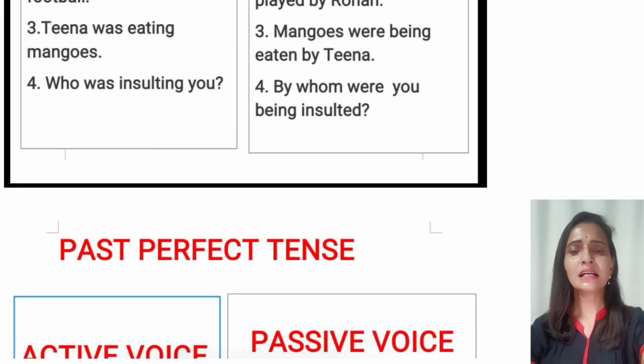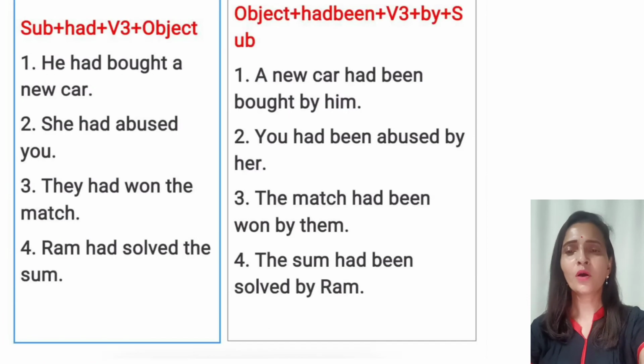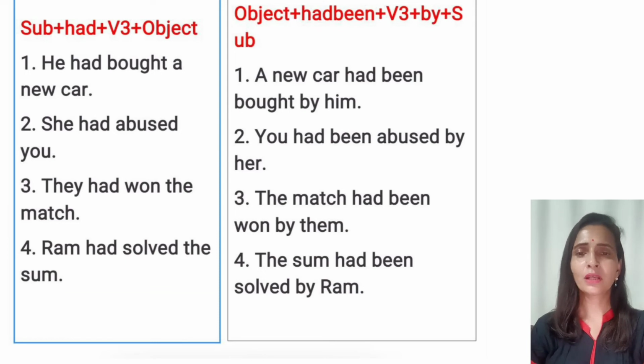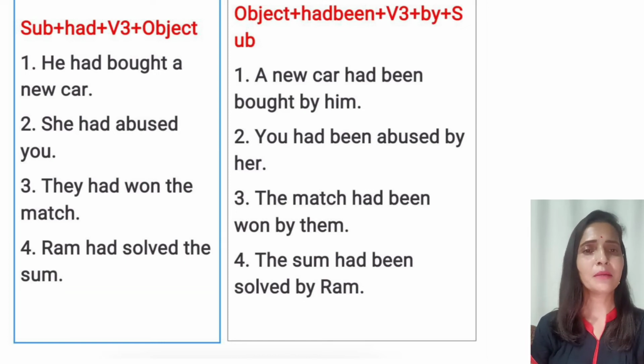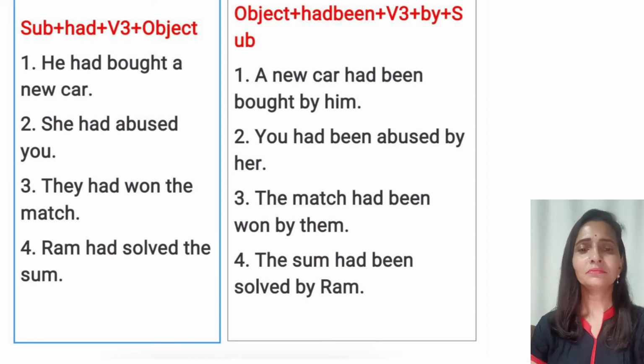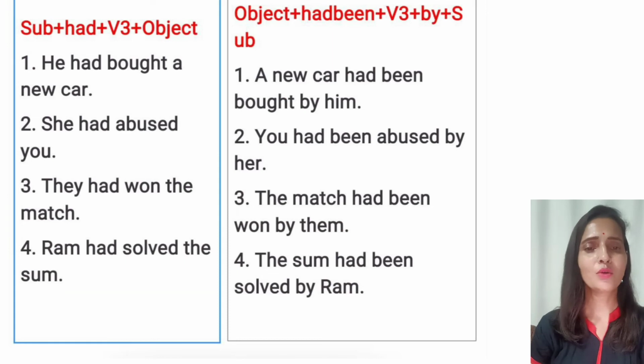Okay, so let's understand past perfect tense. Its formula is subject plus had plus verb 3 plus object. And the formula of passive voice is object plus had been plus verb 3 plus by plus subject. If there is had in the sentence, you will change it into had been. It means if the active voice sentence is in past perfect, then you will change it to had been.